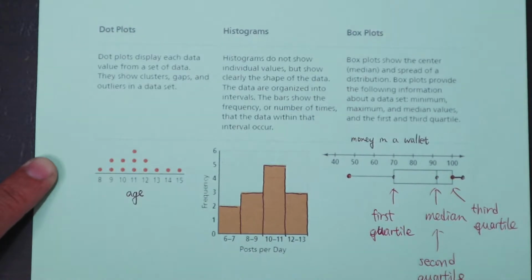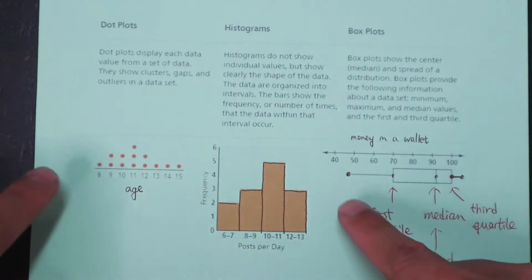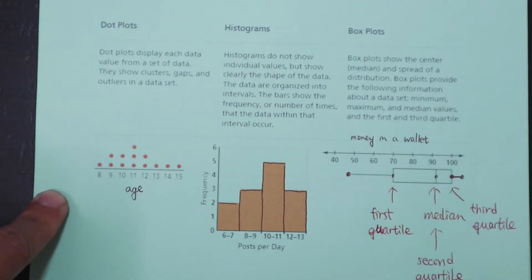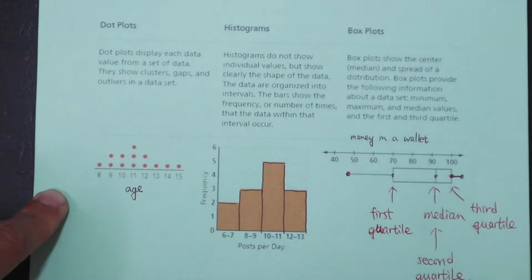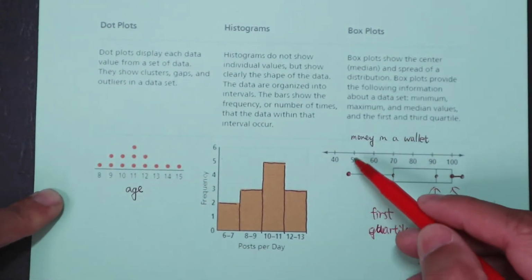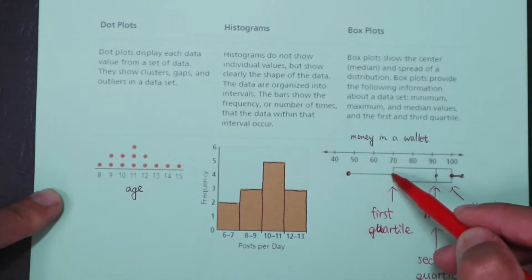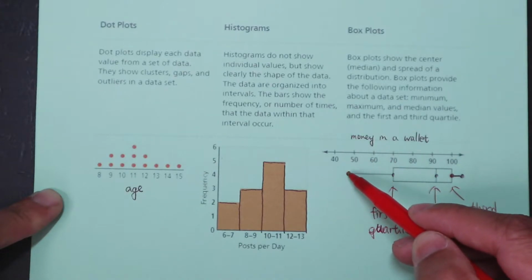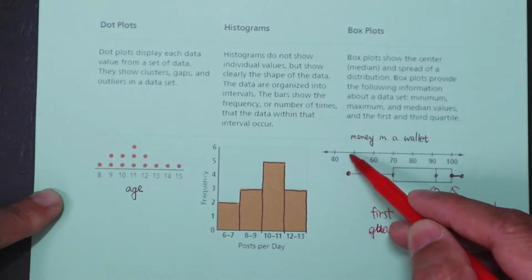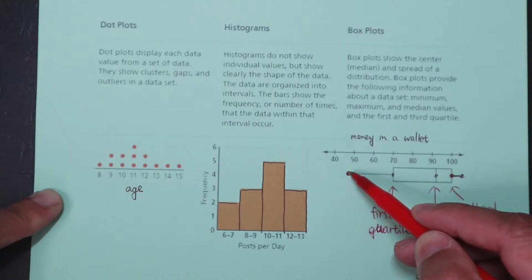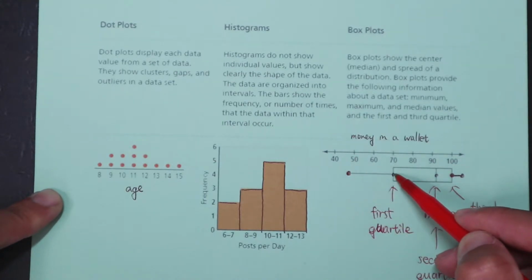It's because in a box plot, each of the segments represents a quarter of the data. What does that mean? It means that 25% of the people that I asked have anywhere between maybe less than $50 to around $70 in the wallet.